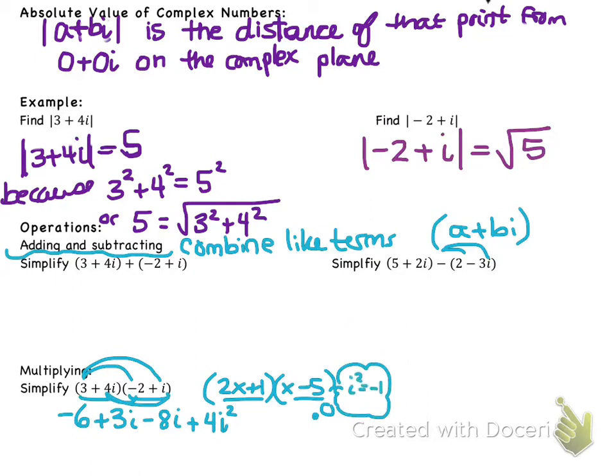Which means I can simplify this a little bit, and I've got negative 6 plus 3i minus 8i, so that's going to be minus 5i. And then I have plus 4i squared, or 4 times negative 1, which is negative 4. So I've got negative 6 minus 5i minus 4, and that's going to end up simplifying to negative 10 minus 5i. And we have successfully multiplied out these two complex numbers.